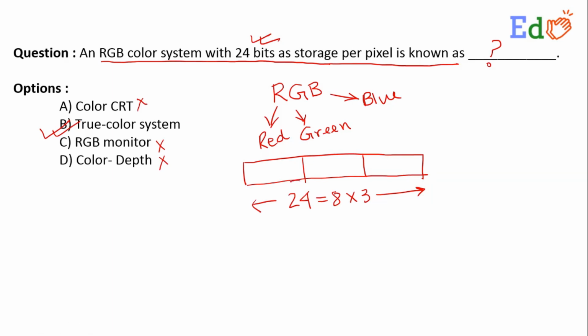Whenever we are having a 24-bit system to represent a pixel, then they will get divided in this way. And sometimes we may have a 32-bit system. Then this remaining 1 byte of information will either be used for the alpha channel or may remain unused.